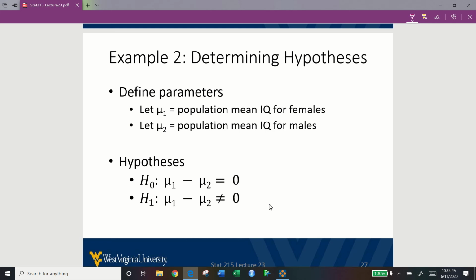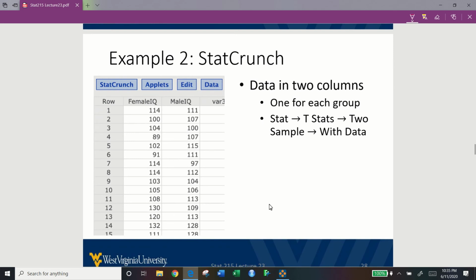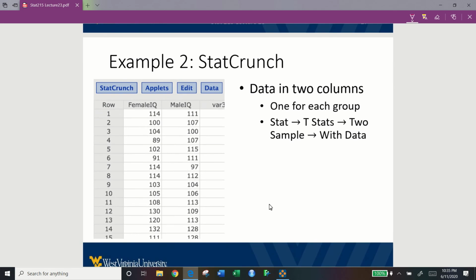Remember, in this question, we weren't given an indication of direction. We just wanted to know if there is any difference, less than or greater than, between males and females. To do this in StatCrunch, after it's loaded, we can go to Stat, T Stats, Two Sample with data. Remember, a lot of questions in your homework and practice will probably give you the data as a summary, meaning it'll let you know what the means and standard deviations are. That's okay. That's easy to plug in.